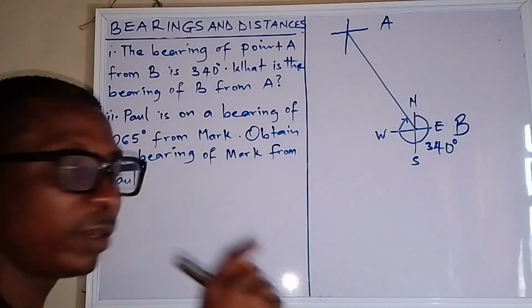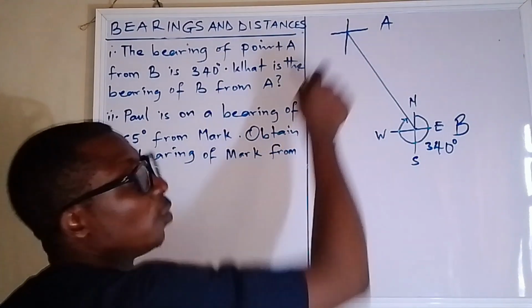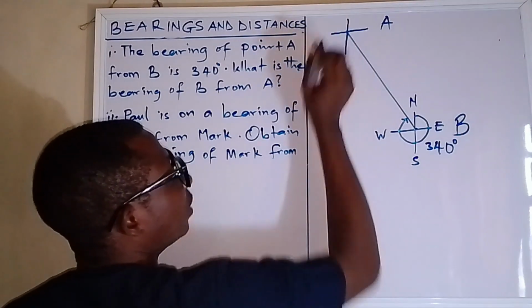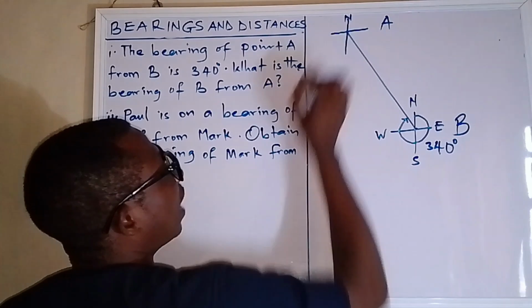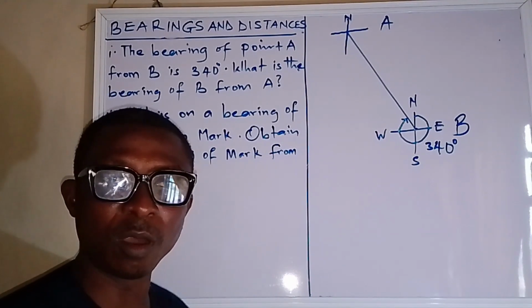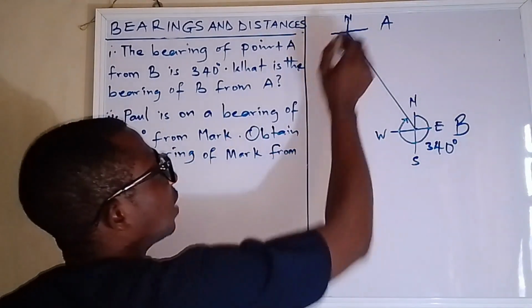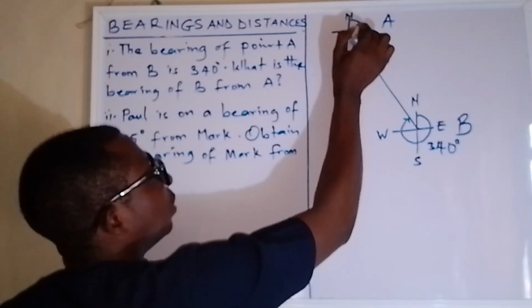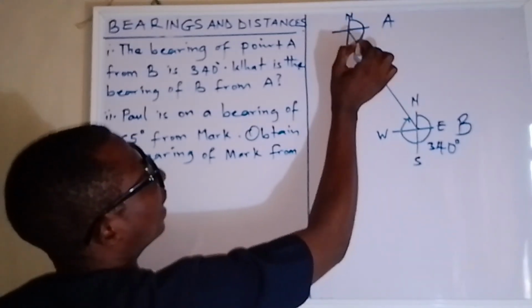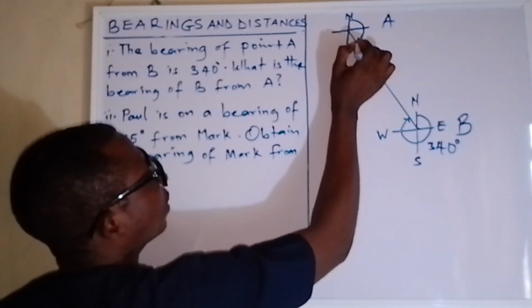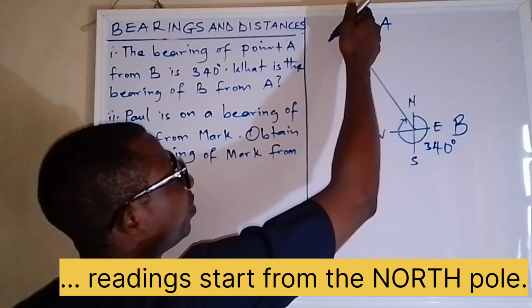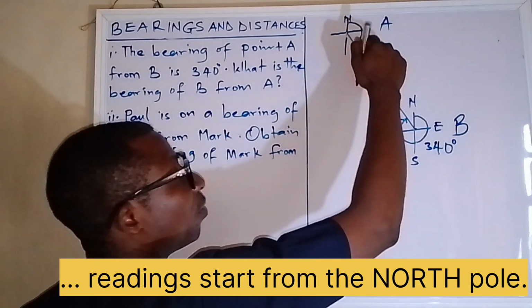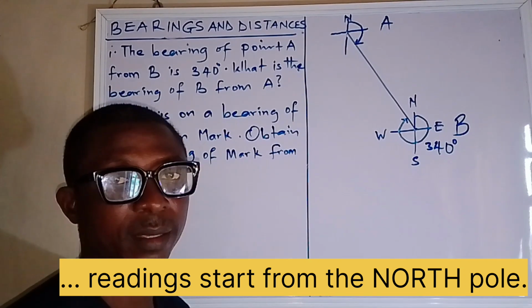Now, the question now says, what is the bearing of B from A? From A, the bearing of B from A. So you go straight to A. You want to take the bearing of this B from A. So come down to A and start your reading from the North Pole. So you start moving from the North Pole until you get to the line that is connecting the two points together. So this is line AB. So this is the bearing of B from A.